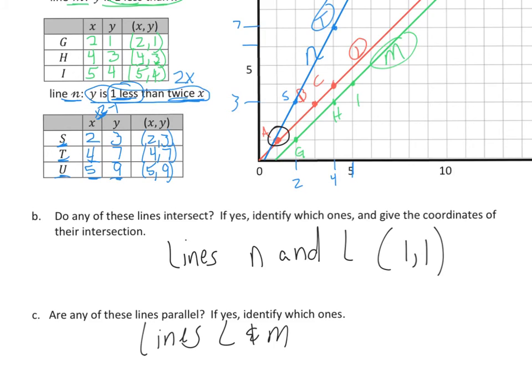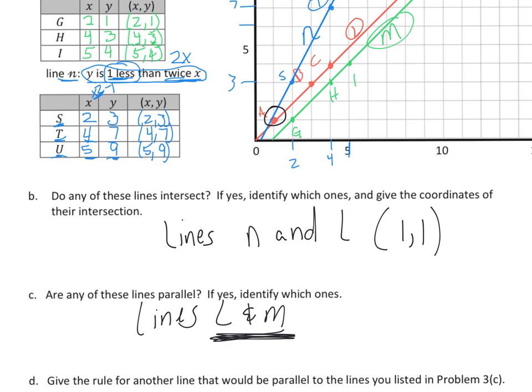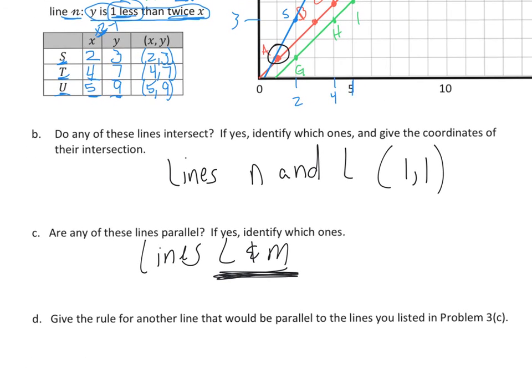And then we got to look at D real quick that says, give the rule for another line that would be parallel to the lines you listed in problem 3C. So you got to take these lines, L and M, and find some other rule that will work to make a parallel line to those. So you're trying to get it for the red and the green line up above, or L and M.